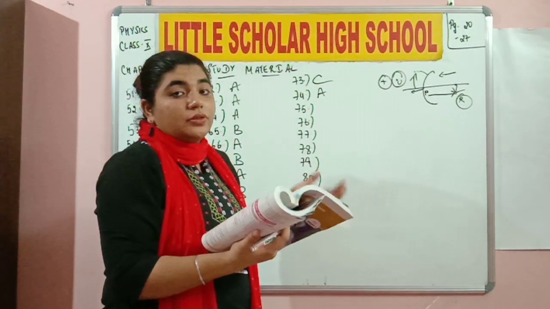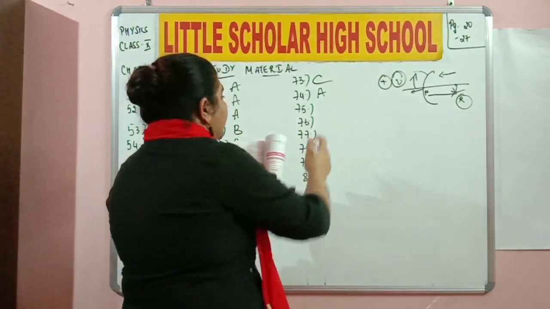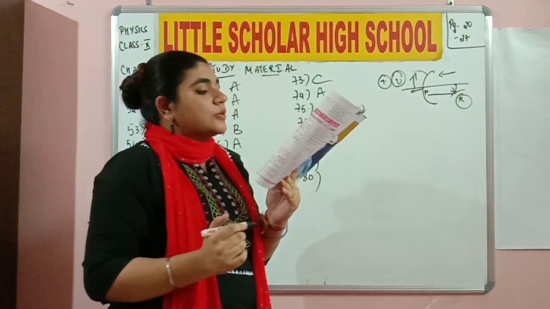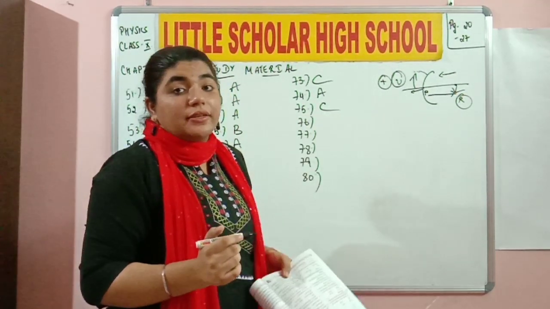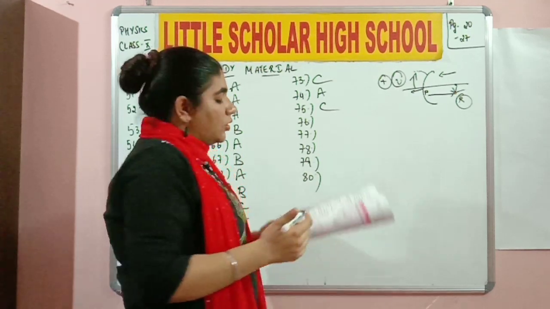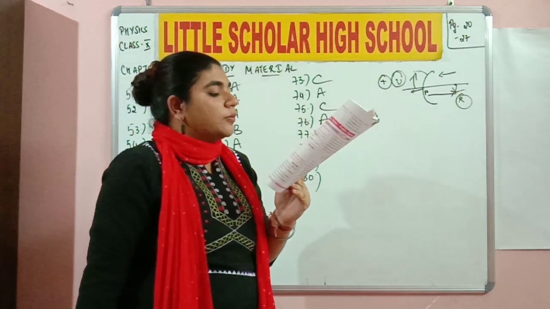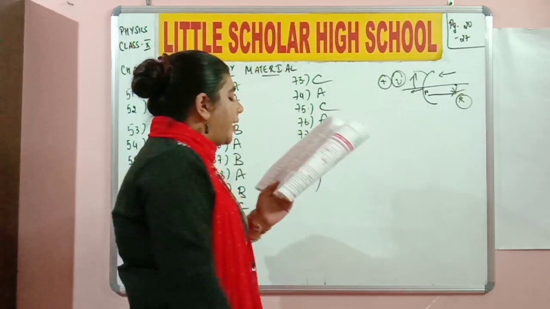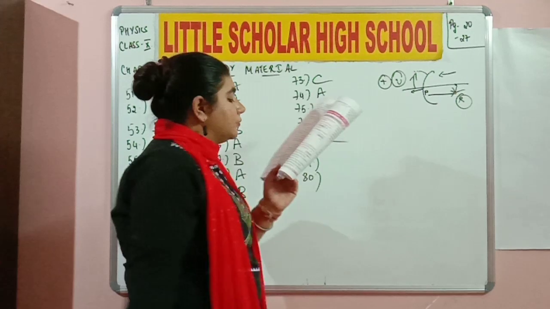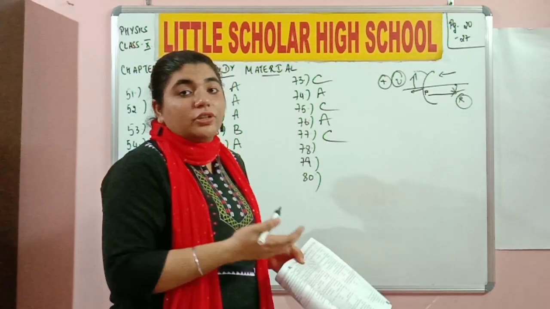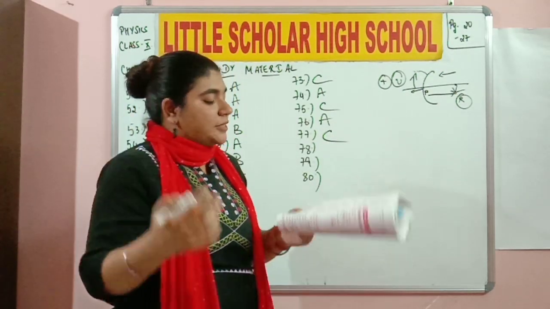75. Radius of curvature is twice its focal length. 75 is C. 76. Which of the following mirror is used by dentist? Concave mirror use. Okay, so 76 is A. 77. Which of the following mirror is used by Archimedes? Again concave. Option number C. Archimedes used these mirrors to burn ships, Roman ships.